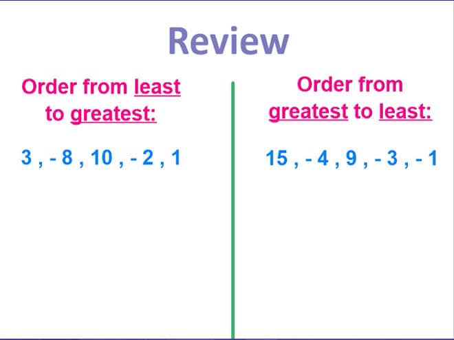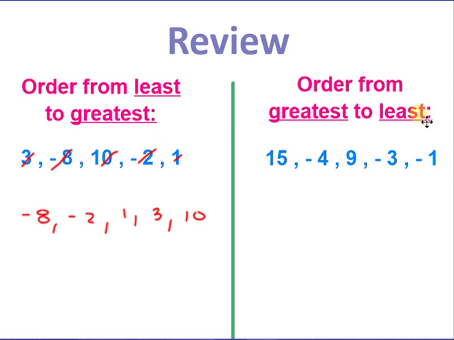Before we get started, let's do a quick review on ordering some basic integers. So let's order these numbers from least to greatest. So remember with negatives, the biggest number is usually the smallest. So we have -8, then we have -2. Now we have all positive numbers. So we're going to go 1, 3, and then 10.